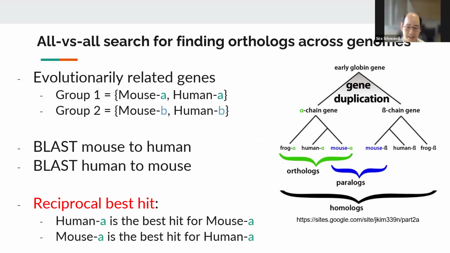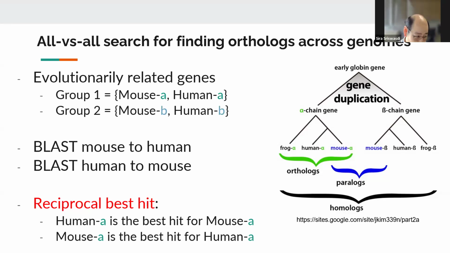But in actual application, we talked about this in the evolutionary lecture. Sometimes we want to do a genome-to-genome alignment. We want to consider all genes in human versus all genes in mouse, so that we can identify pairing of evolutionarily related genes. We don't want to do one-to-one at a time. We want to do an all versus all search. So one genome versus another genome. This requires a more sophisticated scoring criteria to figure out which gene in human corresponds to which gene in mouse.